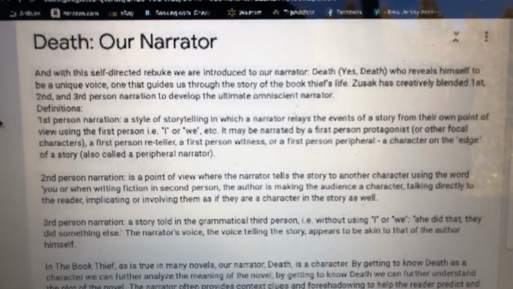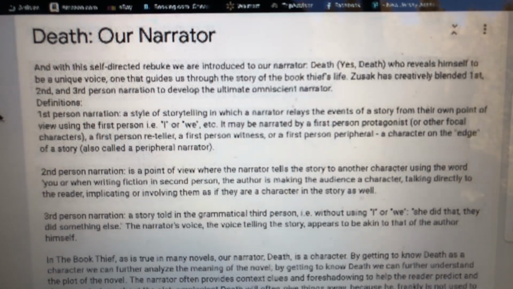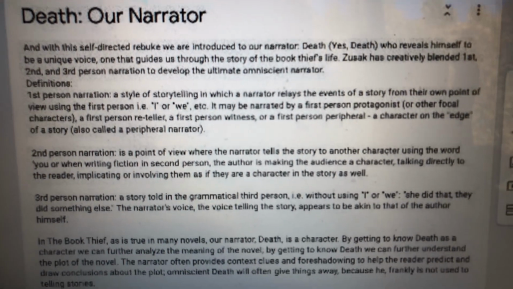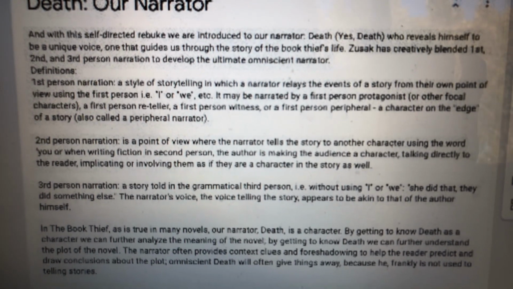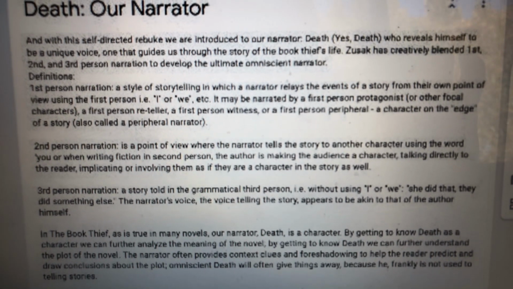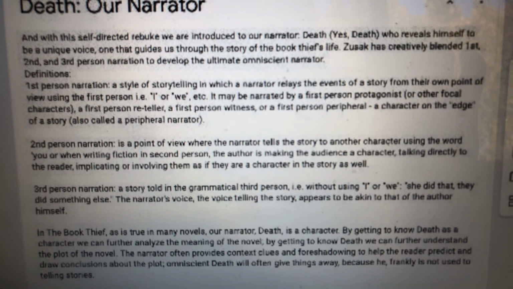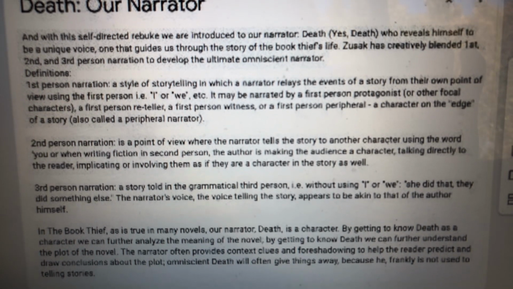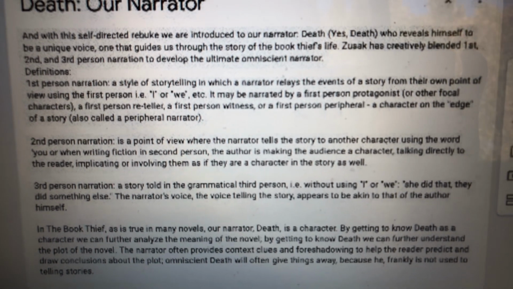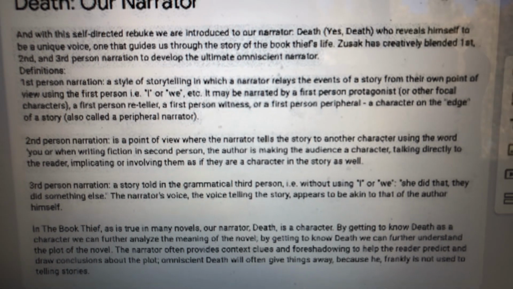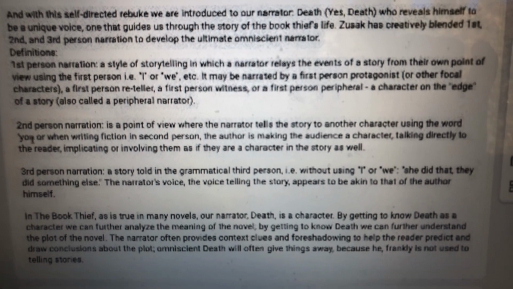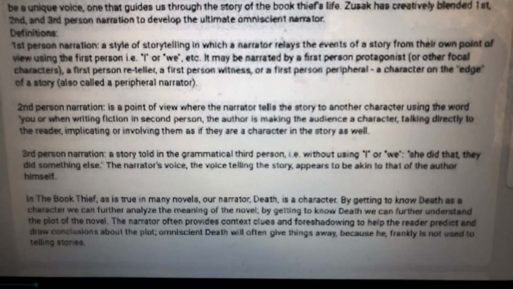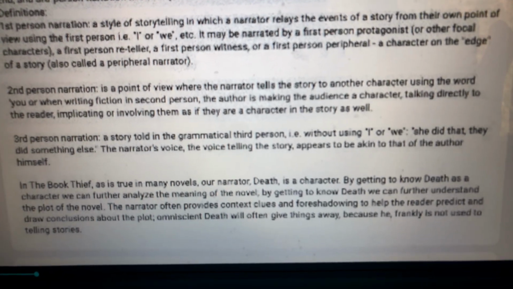Death, our narrator. And with this self-rebuke, we are introduced to our narrator, Death. Yes, Death, who reveals himself to be a unique voice, one that guides us through the story of the book thief's life. Zusak has creatively blended first, second, third-person narration to develop the ultimate omniscient narrator. Definitions: first, second, third person. We're just going to read second person. You can read everything yourself.